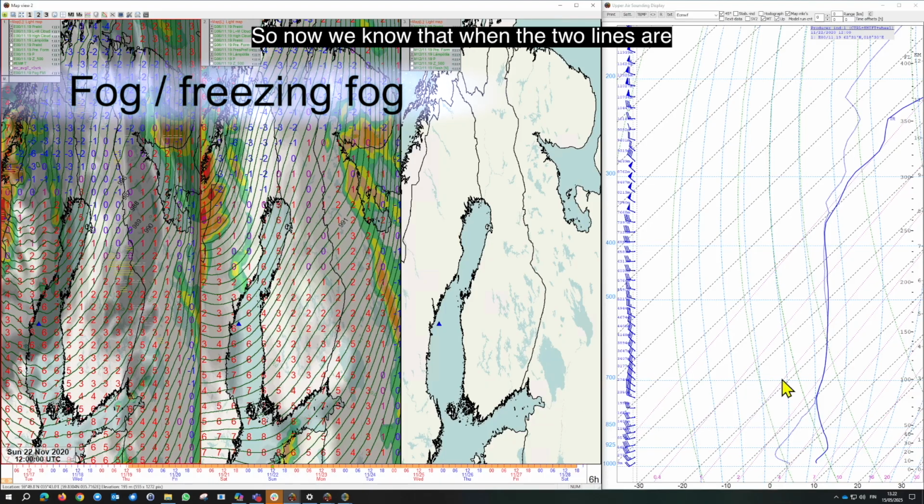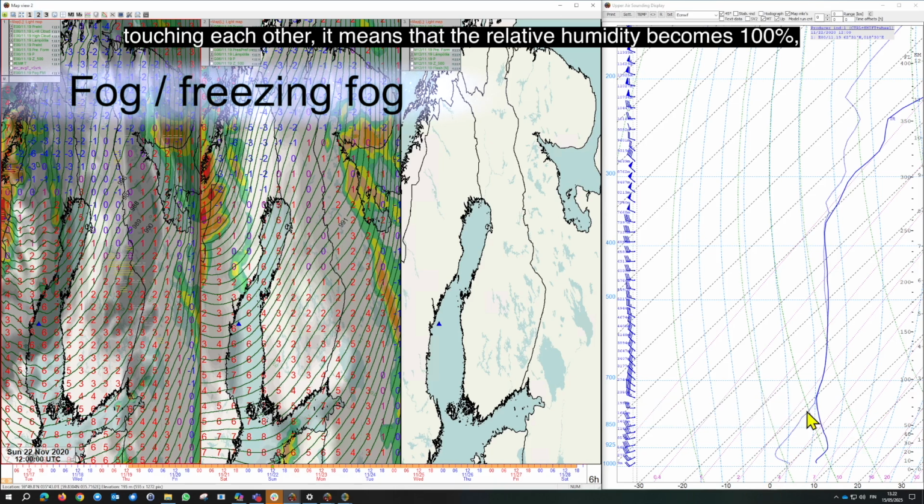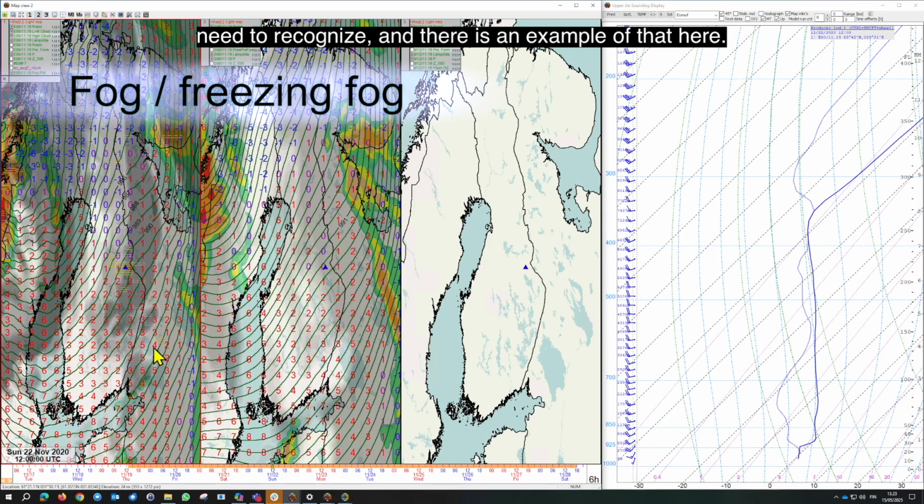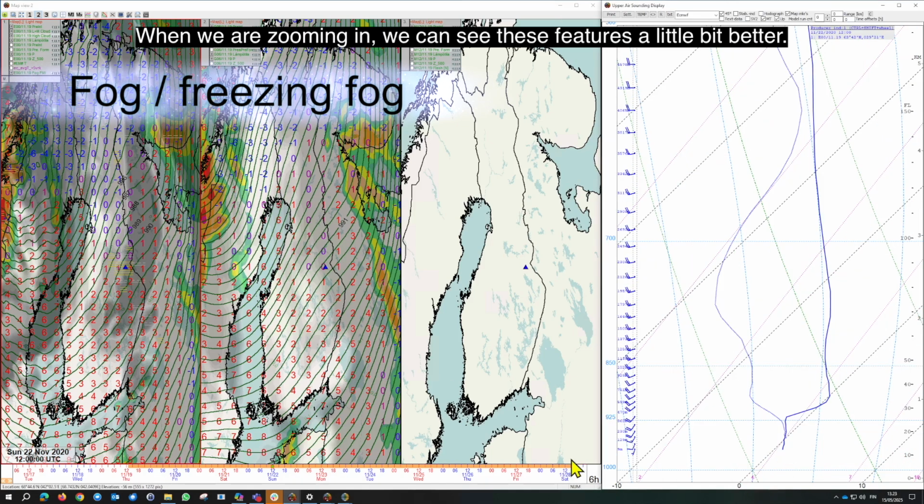So now we know that when the two lines are meeting, so temperature and dew point temperature are touching each other, it means that the relative humidity becomes 100%, so the air is saturated, and that's where the cloud is. There is a specific type of cloud that you still need to recognize, and there is an example of that here. When we are zooming in, we can see these features a little bit better.